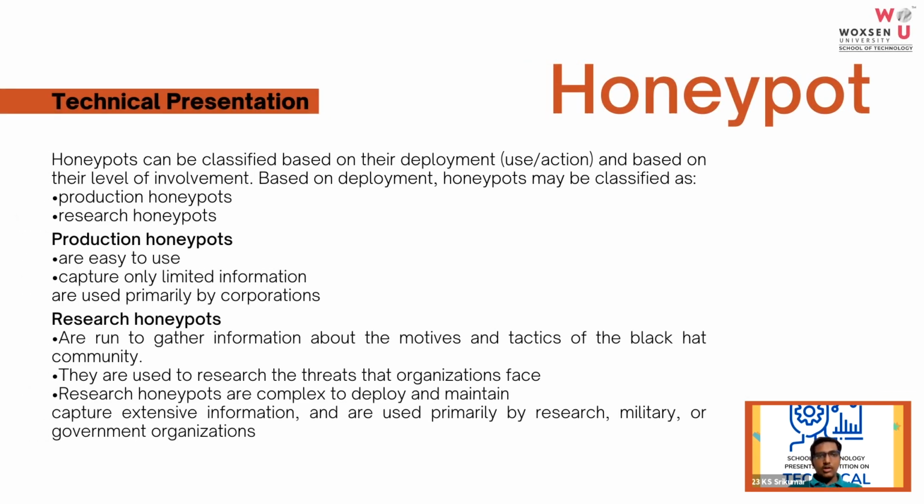So, types of honeypots. Based on the uses, honeypots are classified into two: production honeypots and research honeypots. Production honeypots are mostly used by corporations, like Google or any corporations. These are easy to use and they capture only limited information, because in big companies there are not many hackers who have information about honeypots.